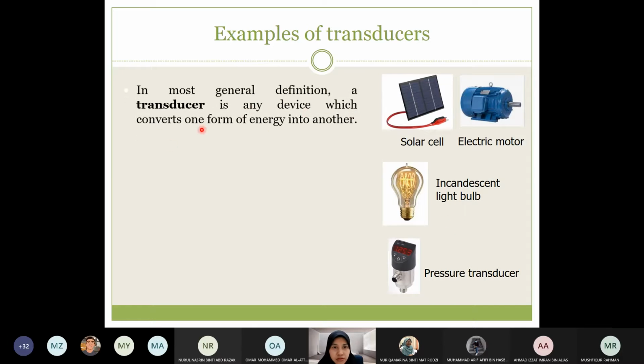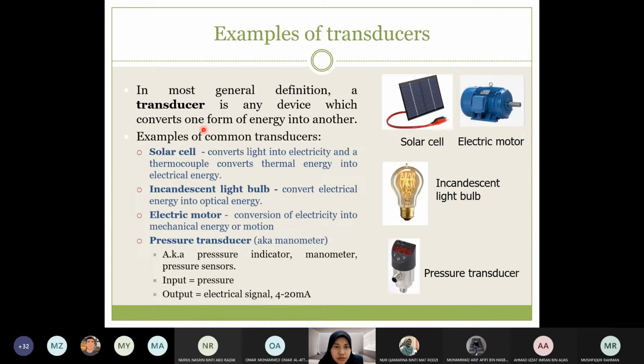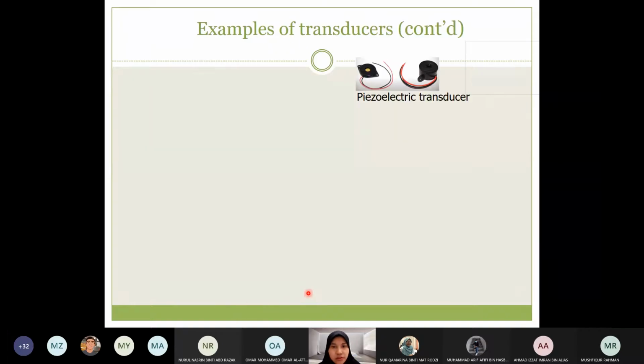is any device which converts one energy into another. For example, solar cell converts light into electricity, and a thermocouple converts heat energy into electrical energy. Electric motor is conversion of electricity into mechanical energy. For example, pressure indicator or pressure sensor, the input is pressure and the output is electrical signal of current. Okay.